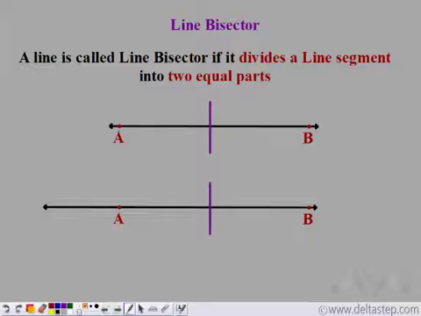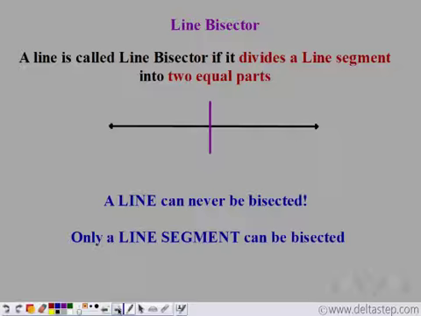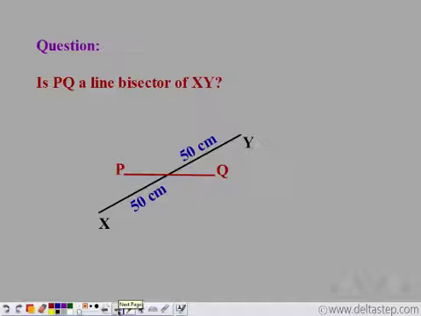In fact, there is no way of measuring the length of this part and this part, because a line extends infinitely in both the directions. So there is no way in which we can measure the length of this part or the other part. So a line can never be bisected. We can never bisect a line. Only a line segment can be bisected. So now can you answer this question? Is PQ a line bisector of XY?